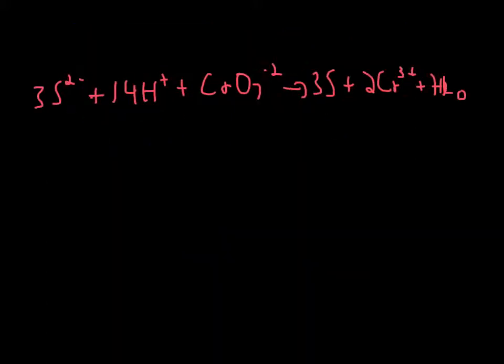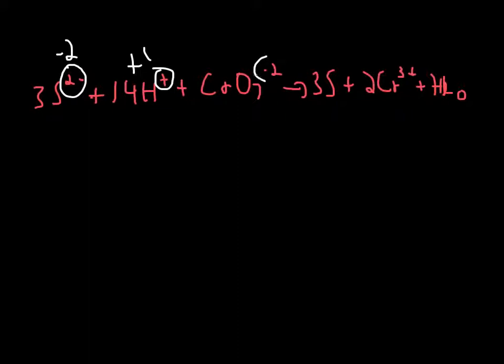Alright, this will be our last one. We have 3S2- plus 14H+ plus Cr2O7 2- equals 3S plus 2Cr3+ plus H2O. Alright, so what do we do? This has a lot of rules in here, so that's good. First off, this one right here, 2 minus. So we know if it's a 2 minus, the oxidation state has to be -2. 14H+, it has a 1 plus, so this has to be +1.